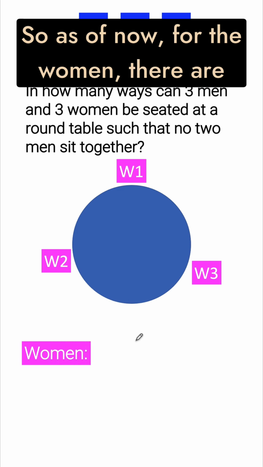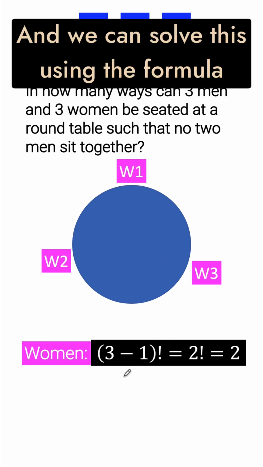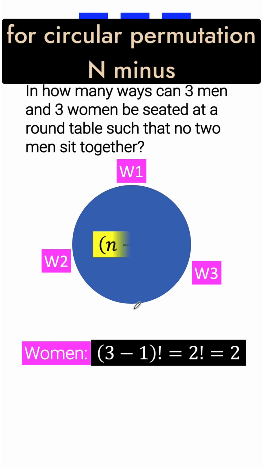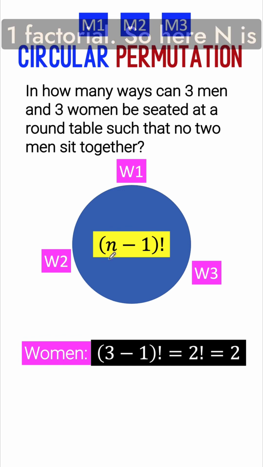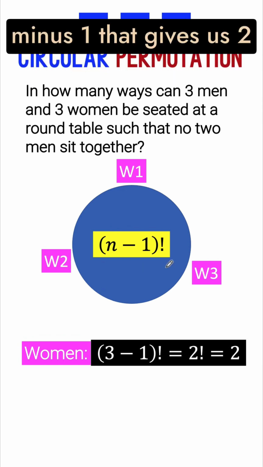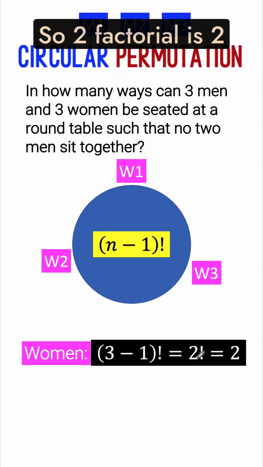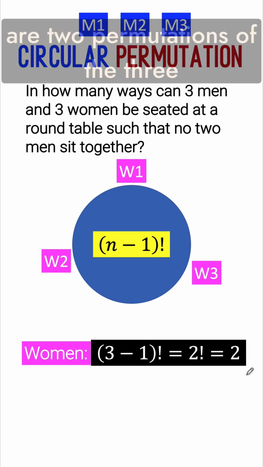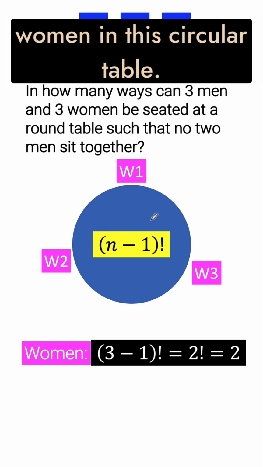So as of now, for the women, there are 2 possible permutations, and we can solve this using the formula for circular permutation, n minus 1 factorial. So here, n is 3 because there are 3 women, minus 1, that gives us 2, and copy the factorial notation. So 2 factorial is 2 times 1, or 2. So there are 2 permutations of the 3 women in this circular table.